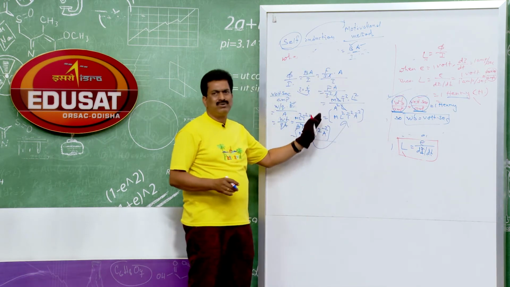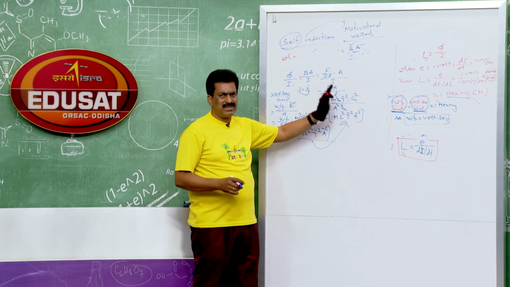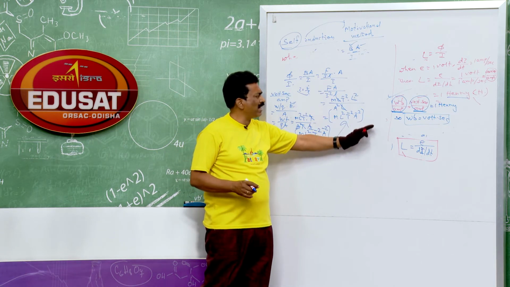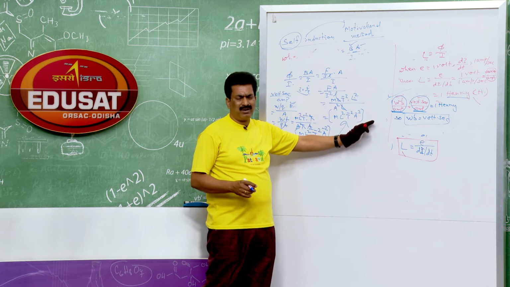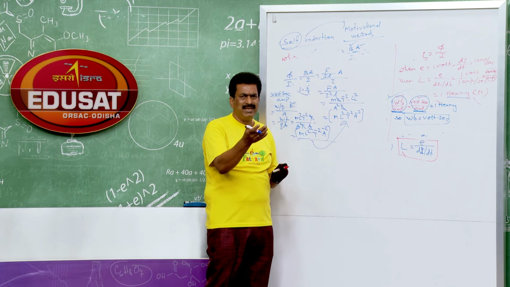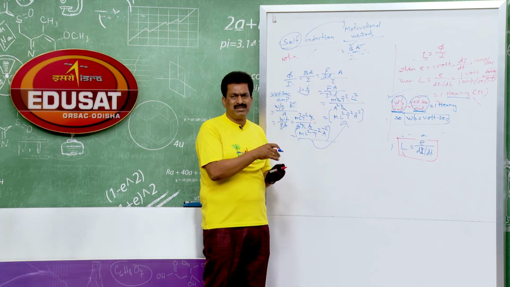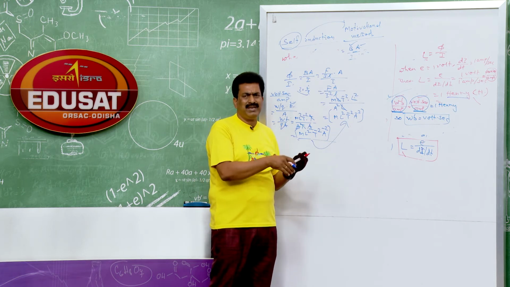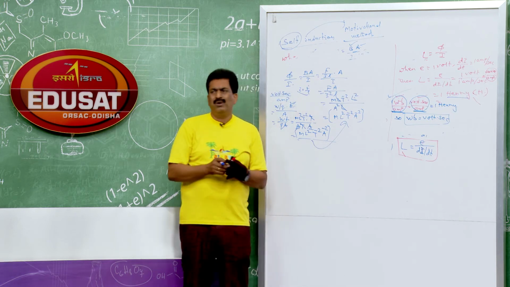So, this is about self induction. So, the self induction is that process where the induced EMF and the current are produced in the same coil. If the current increases, then that will decrease its induced EMF. If it decreases, then it will increase its induced EMF.